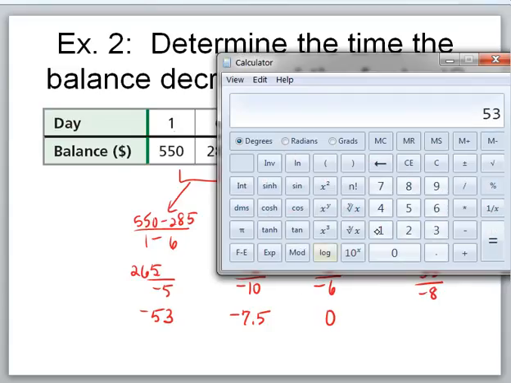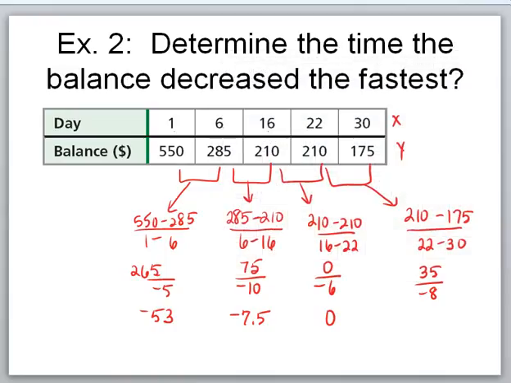Now that corresponds to, let me go ahead and clear that. 35 divided by 8 gives me 4.375. So I'd have negative 4.375. Determine the time the balance decreased the fastest. Well, that would be back up here between days 1 and 6. Between days 1 and 6, the balance is decreasing at a rate of negative $53 per day.